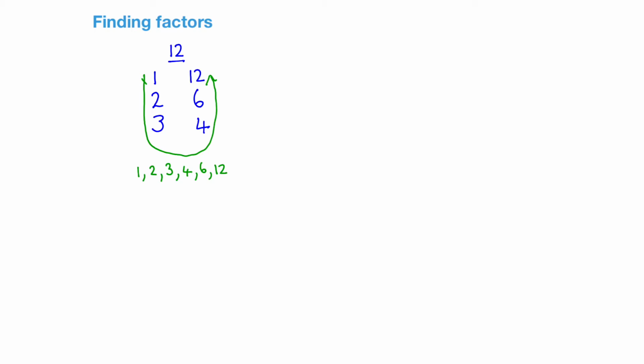Okay, let's do this again with 30. So we're starting off with 30 and we're going to list the factors of 30. So this is going to be all the times tables where you'll find 30 as an answer. So we're going to start with 1 and 30 because that's what we're going to do every time we're listing factors, is start with 1 and the number itself.